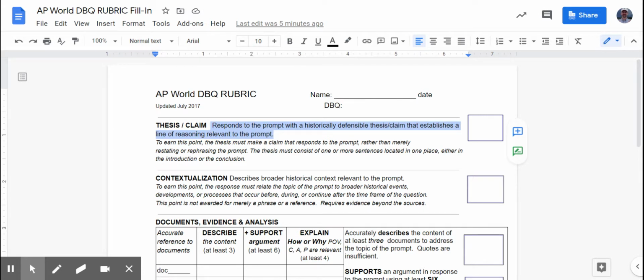Please note this: to earn this point, the thesis must make a claim that responds to the prompt. You can't just rephrase the prompt. Every one of you is doing that to some degree or another, and some of you are doing it just outstandingly. The thesis must consist of 1 or more sentences located in one place, either in the introduction or the conclusion. Now, I have told you that the thesis must be in 1 sentence. And you say, wait, Mr. Spalding, it says 1 or more sentences. Yes.